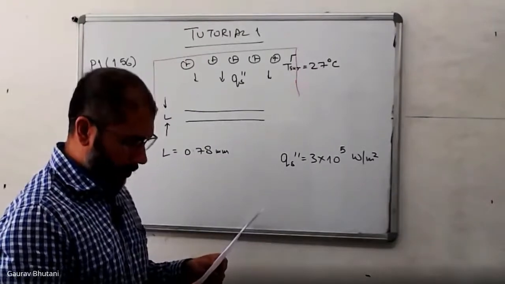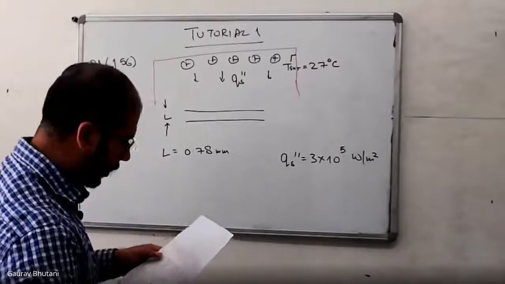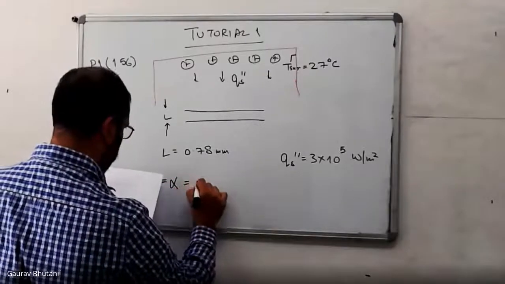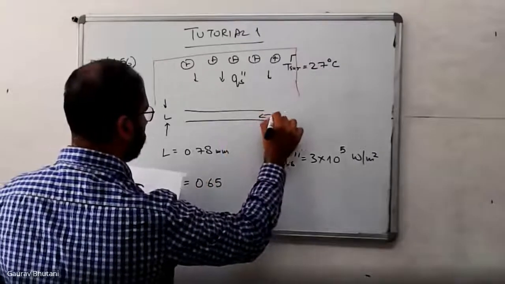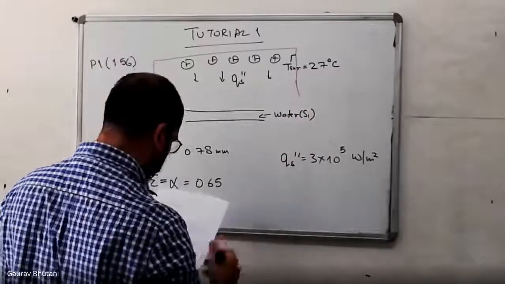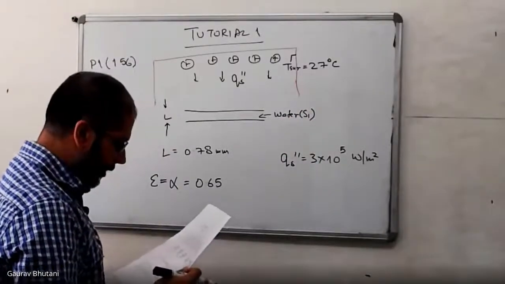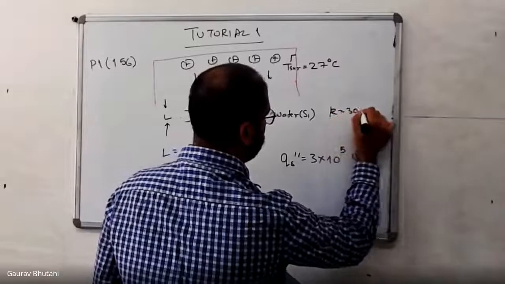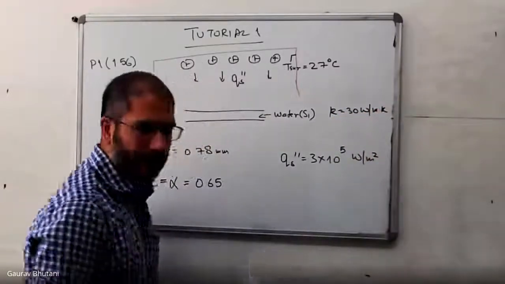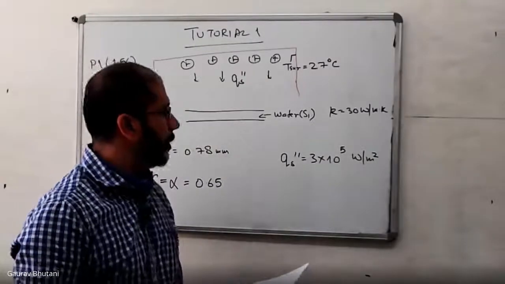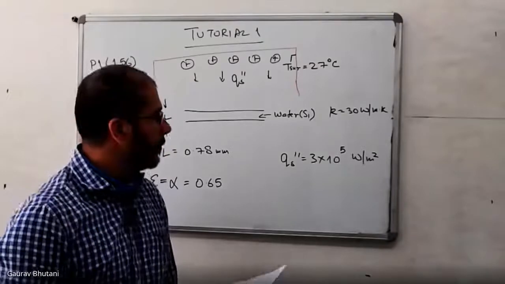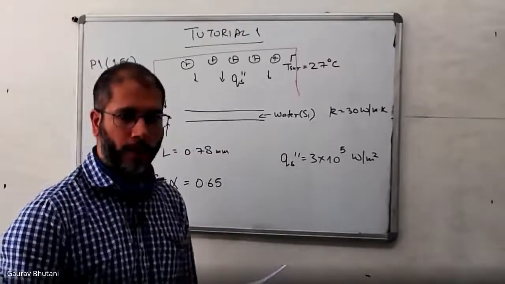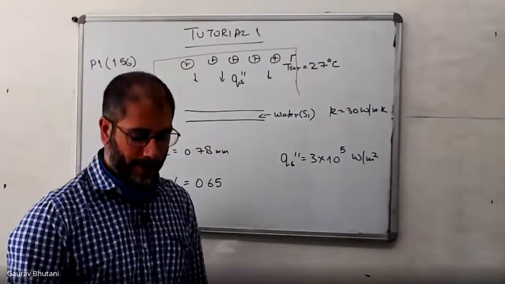It's a gray material, so we can assume that the emissivity and the absorptivity are equal to 0.65 for this silicon wafer material. The thermal conductivity of the wafer is given as 30 watts per meter Kelvin. It's not a very conductive material. Remember, silver was approximately 400. So this is not a very conductive material, but not quite insulating either. It's not 0.01 or 0.02 as you typically have for insulating materials.